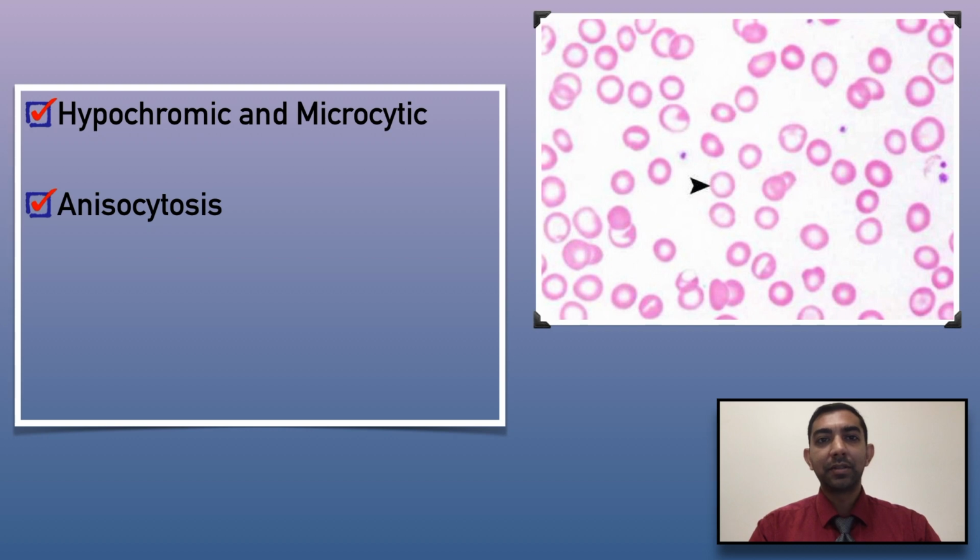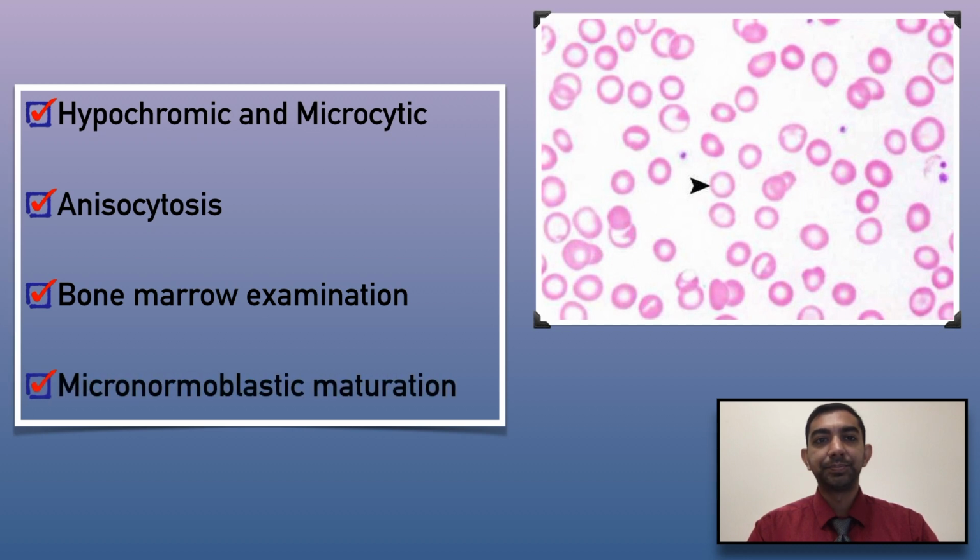Bone marrow examination is the gold standard for diagnosis, but this is rarely done for iron deficiency as it is an invasive technique. But in case it is done, it will show a decreased iron level in macrophages and in erythroid precursors known as sideroblasts on staining with an iron stain, that is a Prussian blue stain. The intermediate and late erythroblasts usually show micronormoblastic maturation in the marrow.